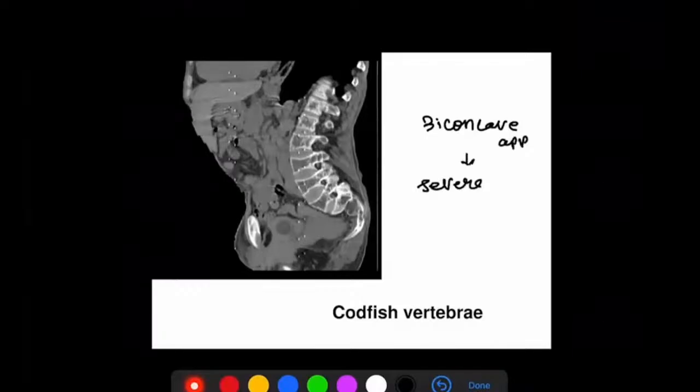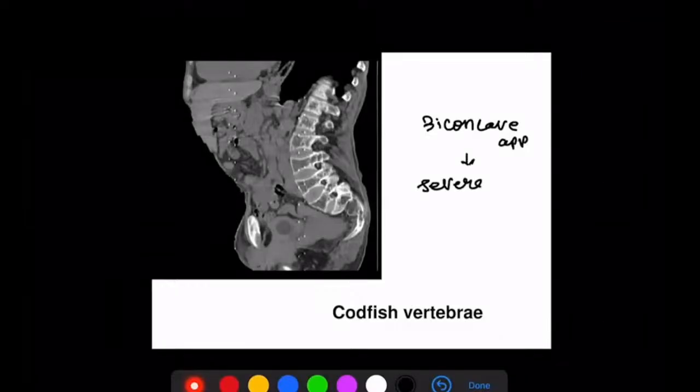Okay, I will give you a short clue. This codfish vertebrae is seen in a metabolic bone disease, and it is most commonly seen in a postmenopausal woman. Anyone? Osteoporosis. Yes. Osteoporosis. Correct. Osteoporosis.